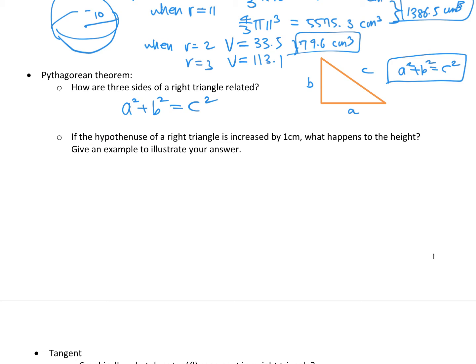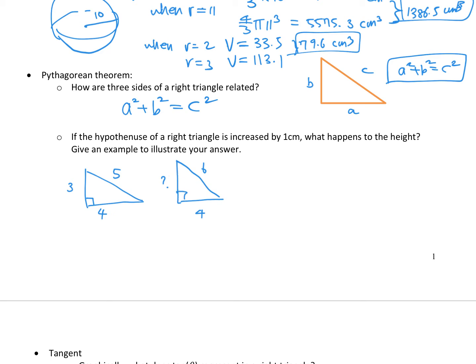If the hypotenuse, which is the longest side, of the right triangle is increased by 1 centimeter, what will happen to the height? Give an example. Okay, so I'll just create something here. Let's say it's a 3, 4, 5 triangle. The question is not too clear, but it says the hypotenuse is increased by 1. So what happens to the height? I'm going to assume the base is still 4. The hypotenuse becomes 6. Oh my god, my graph is so out of proportion. So what happens to this side?